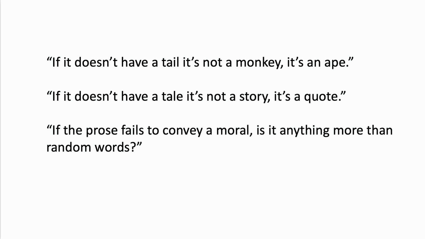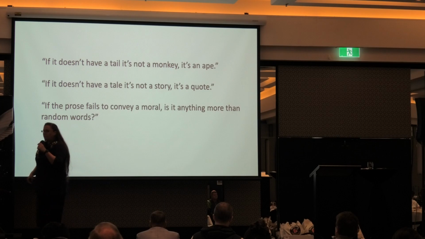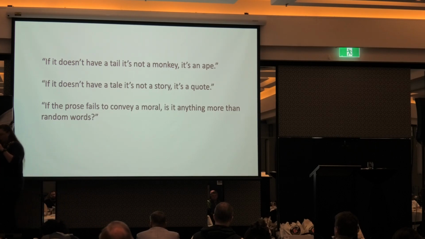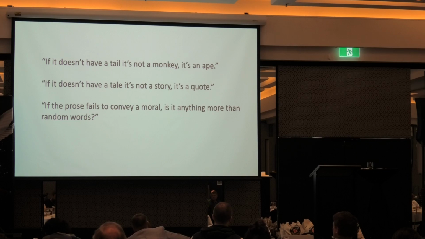So they're somewhat similar. Functionally, the second, the middle, and the bottom are more alike because they deal with the same subject matter, right? If it doesn't have a tale, it's not a story, it's a quote. If the prose fails to convey a moral, is it anything more than random words? So we're both talking about writing, something that's written, or some communication, versus the top one, which is not talking about communication at all. It's a way to remember primates from monkeys, right? But it doesn't have a tail, it's not a monkey, it's an ape.